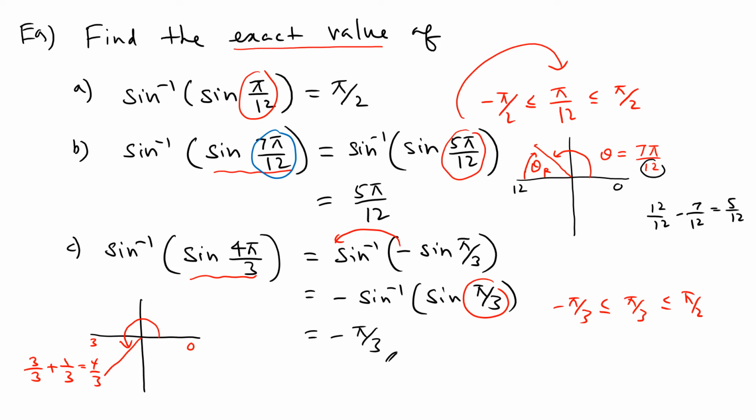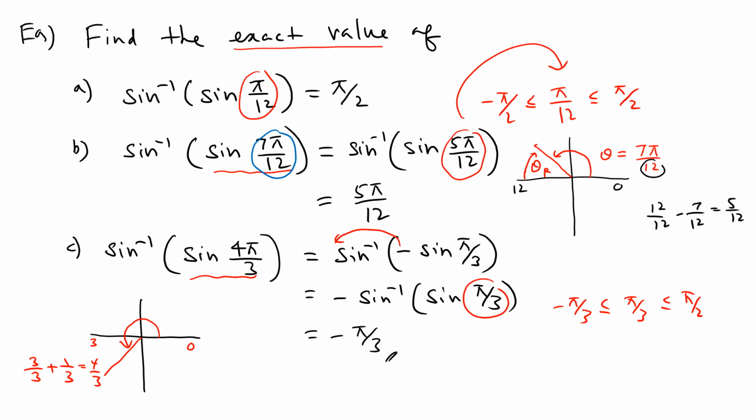These three problems actually cover the three methods that we normally use. If you understand these three problems, you can do all the problems of this type, because these are the only three methods we're going to use. The first one is when the angle is inside the domain, so we cancel out and get the angle. The second one is the reference angle method: we find the reference angle, and it comes out.